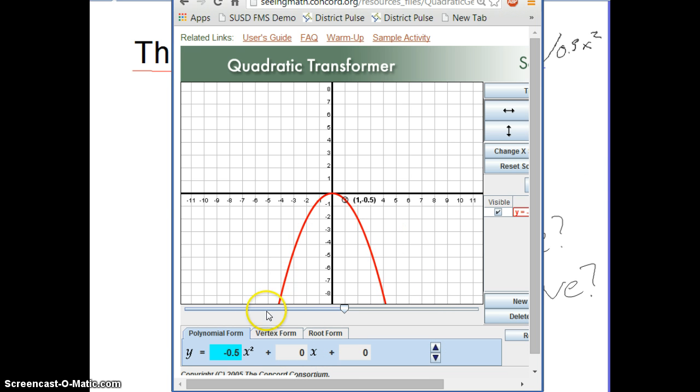What happens if a is negative? This is a frowny face. This is a negative, unhappy face. Whereas the other parabola, when it's positive, is a happy face. That's going up. It's trending up.